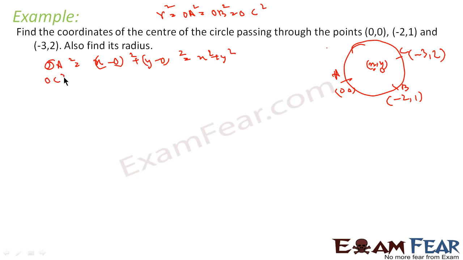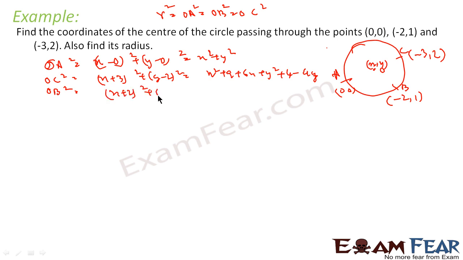Similarly, OC square is nothing but (x plus 3) square plus (y minus 2) square. That is nothing but x square plus 9 plus 6x plus y square plus 4 minus 4y. Similarly, OB square is nothing but (x plus 2) square plus (y minus 1) square. That is nothing but x square plus 4 plus 4x plus y square plus 1 minus 2y.